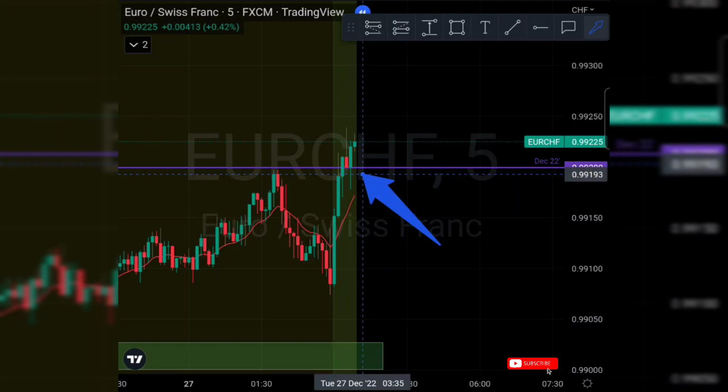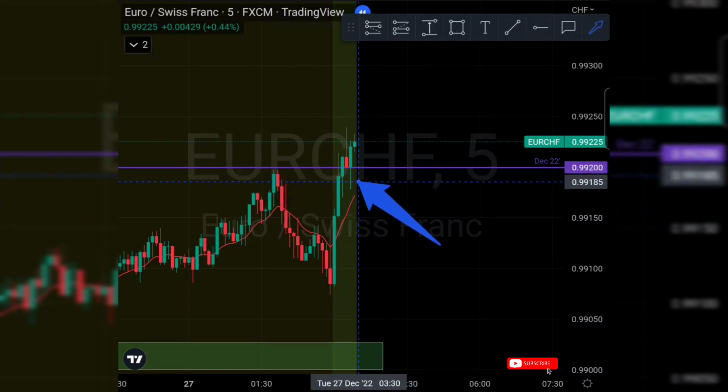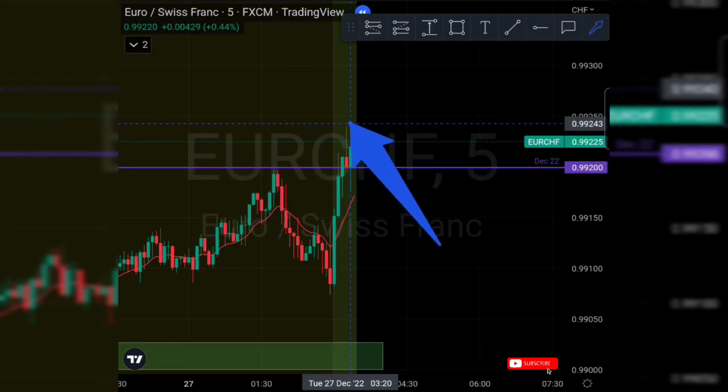So as price is getting close to your key area, your key zone, your supply and demand, your support and resistance, as it's getting close, don't wait for it to touch it. As it's getting close, you need to be scrolling and zooming in to the 5-minute time frame, and just be ready. Just be ready, right? Be ready, stay ready.